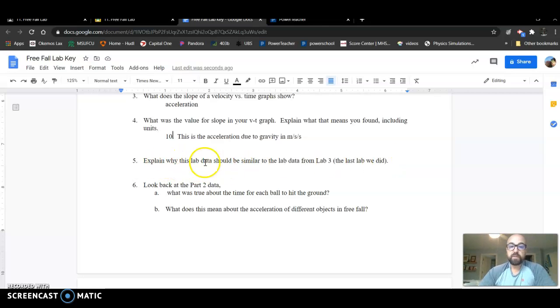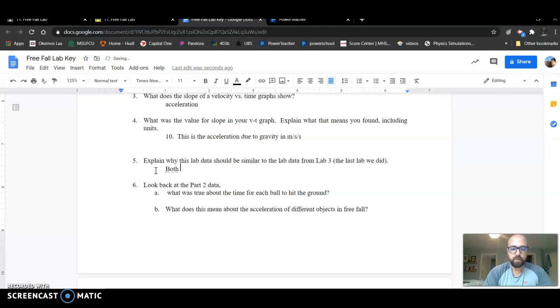Now, why would this lab data be similar to the one from lab 3? In lab 3, we rolled the ball down the ramp. It accelerated. That was our constant acceleration lab. So why should this be similar? Why would the distance time graph be exponential? Why would the velocity time graph be linear with a positive slope?